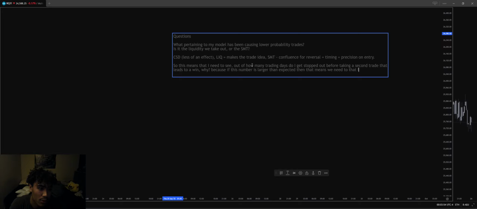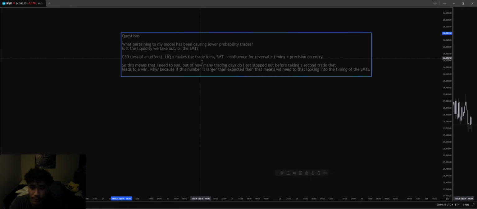then that means we need to start looking into the timing of the SMTs, and then a little bit of liquidity or whatever we're SMT off. Of course, we've got to look into everything, I know, but this would give us an area to start to work with. Because here's how I'm thinking about it.